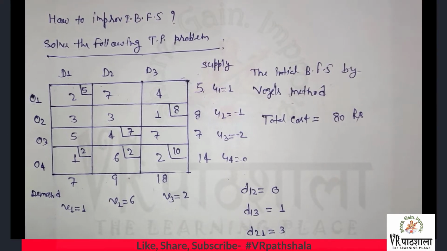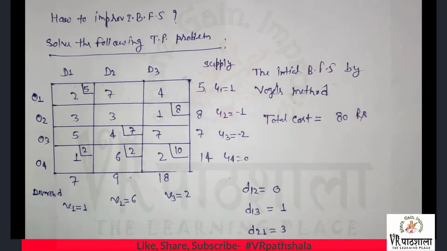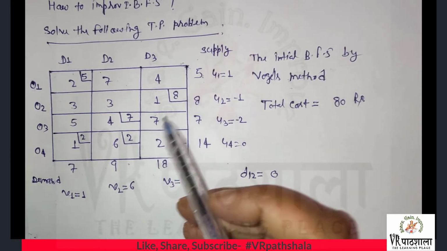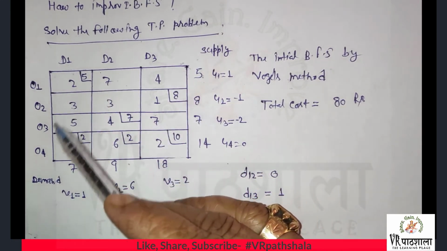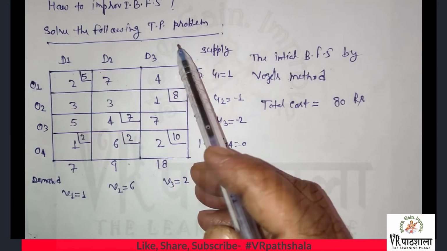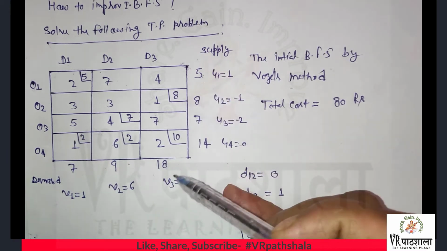We will discuss how to improve the initial basic feasible solution of a transportation problem. In this lecture, we consider a transportation problem. Here, the origin and destination are given. The cost matrix is also given. The supply and demands are given.